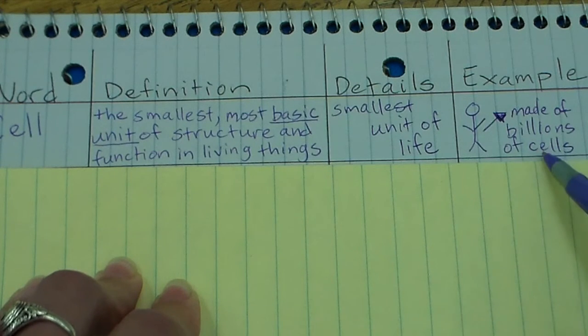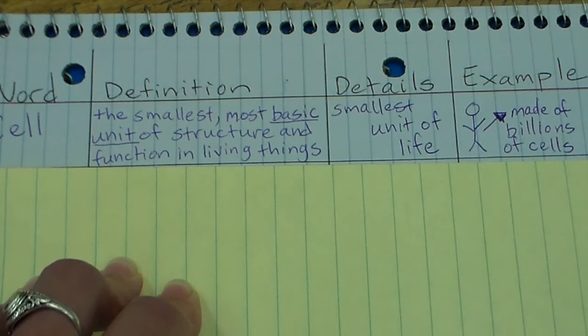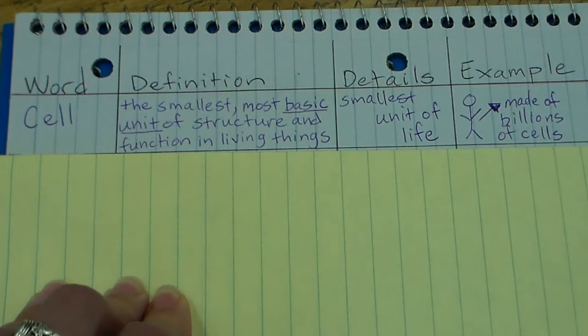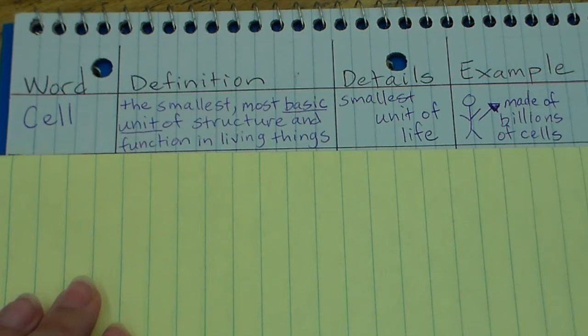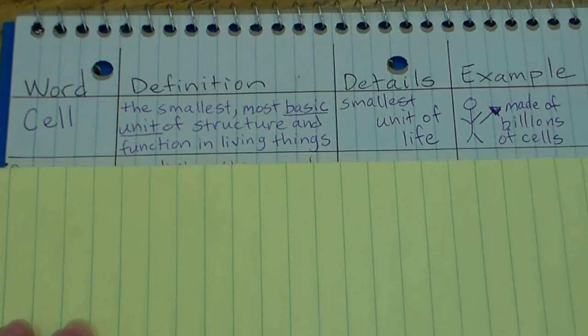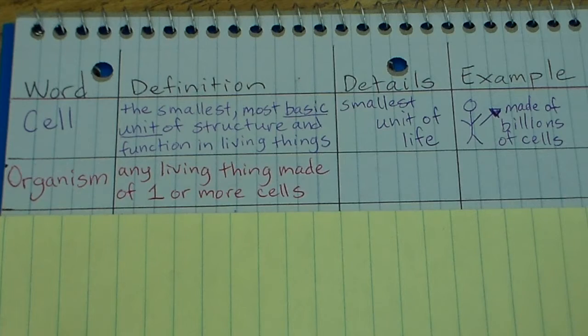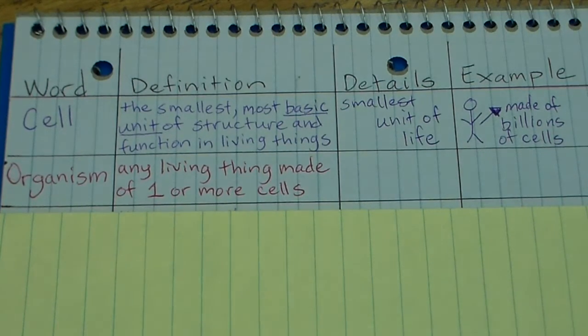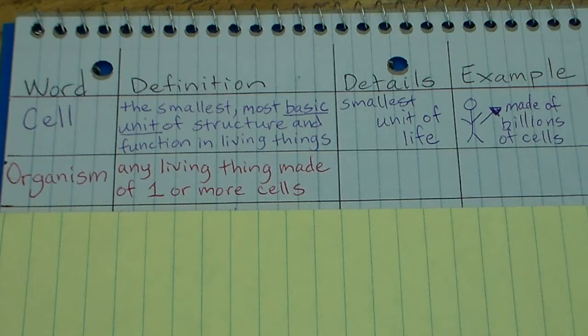Individual cells combine, and you can also have individual cells all by themselves living on their own too. If we have living things that are made up of lots of cells, we're going to have a slightly different name that we call them. Another word we're going to use for living thing is organism. You're going to be hearing me use organism all the time because it's a little bit easier than constantly saying living thing.